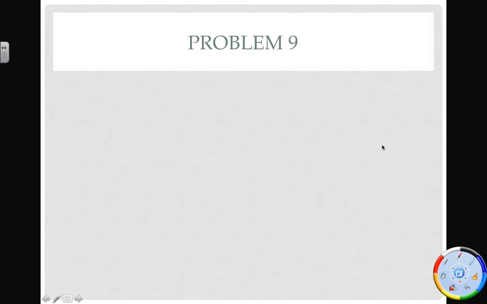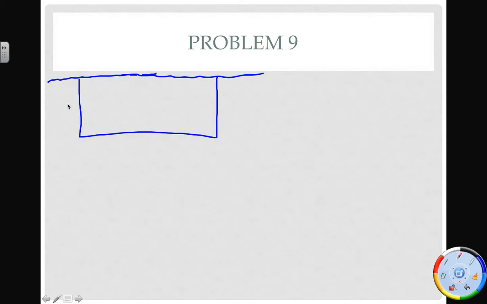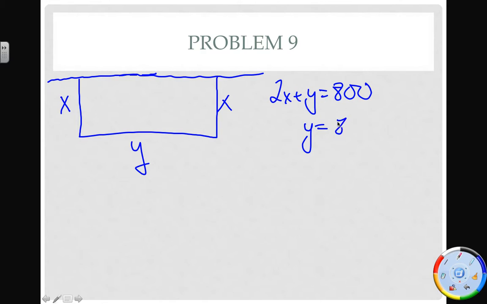All right, problem 9. Problem 9 is the river problem with some fencing. And I'm going to draw a picture for this one because it's kind of nice to see the picture here. You have some river running along here, and you have a fence that you want to find the maximum area of. You know these side lengths are x, and you know this side length is y. And you want a max area with a given 800 meters of fencing. So you know that 2x plus y has to equal 800, and therefore y is equal to 800 minus 2x.